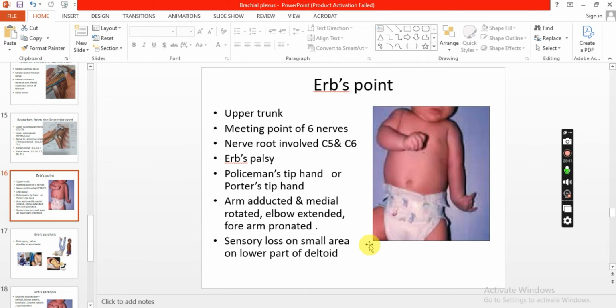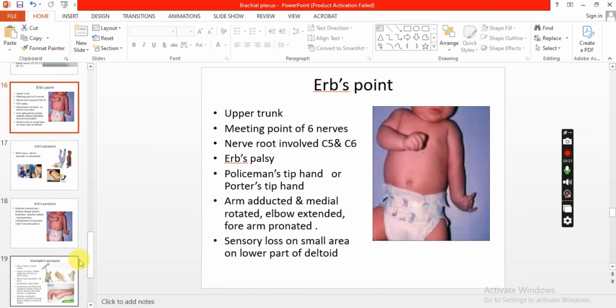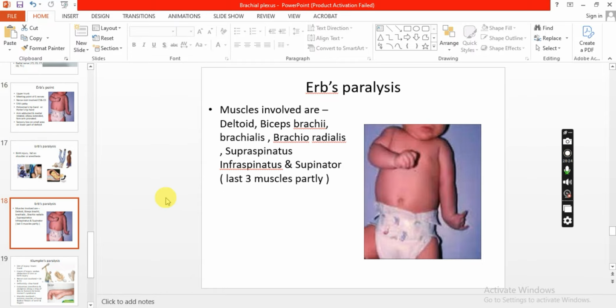So in this condition there will be a small area of sensory loss along the lower part of the deltoid. The muscles involved are the deltoid, biceps, brachialis, brachioradialis; supraspinatus, infraspinatus and supinator are partly involved, but the other muscles, deltoid, biceps, brachialis and brachioradialis, are almost completely paralyzed.